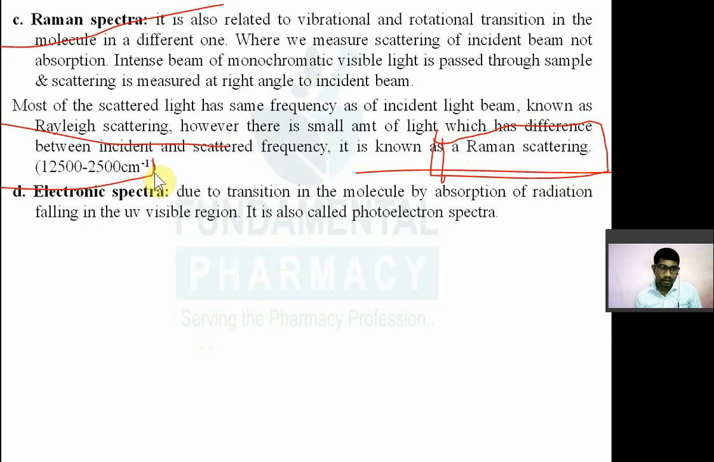Then electronic spectra. Electronic spectra is due to the transition of a molecule upon absorption of radiation of UV region. UV लाइट को absorb करके जो इलेक्ट्रॉनिक ट्रांजिशन होता है, इलेक्ट्रॉन्स में, so that is known as electronic spectra or photoelectron spectra. So electronic spectra, that is changes in the electrons of the molecule. Okay, so due to transition in the molecule by absorption of UV rays, UV spectroscopy.